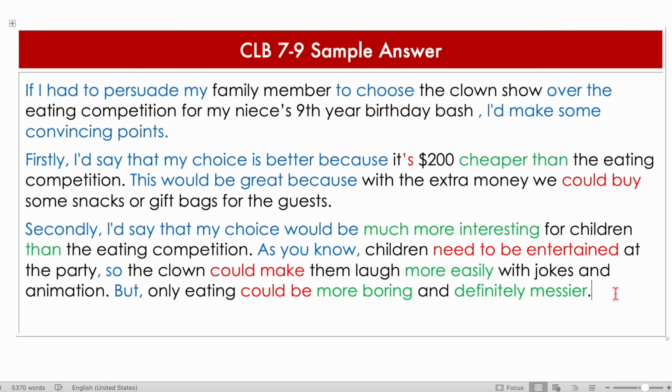Also, keep in mind the language I'm using here. I'm using stronger language with modals: could be, could make, need to be entertained. That's modal passive. Okay. Could buy. And my comparatives: more boring, definitely messier. Okay. All right, so let's get to my last idea here.